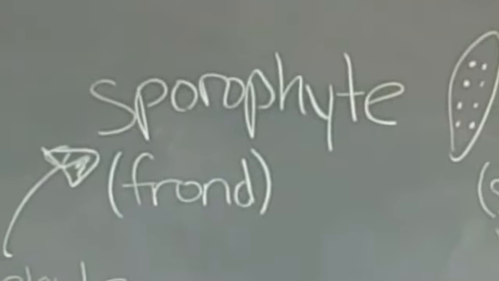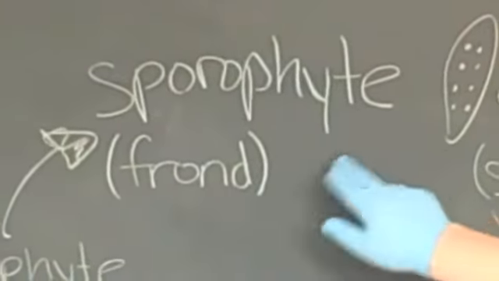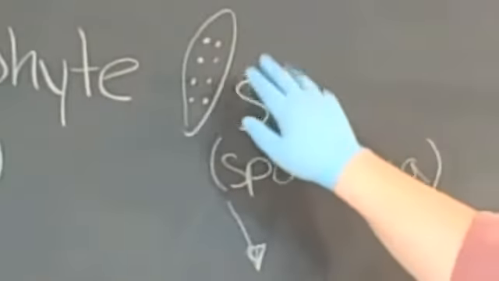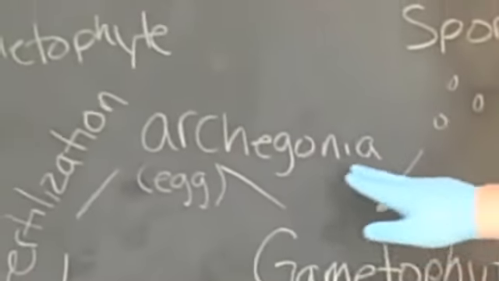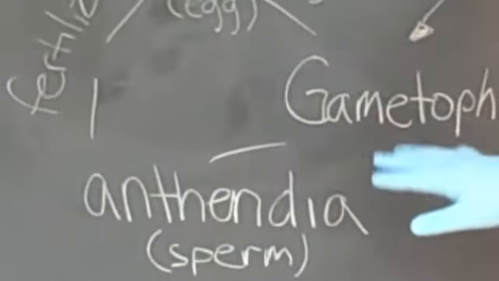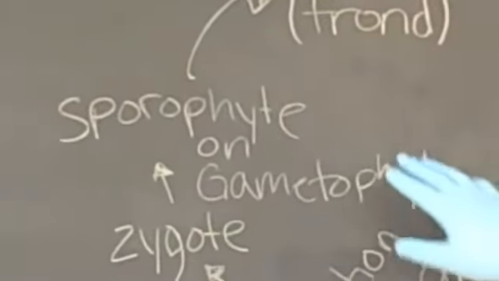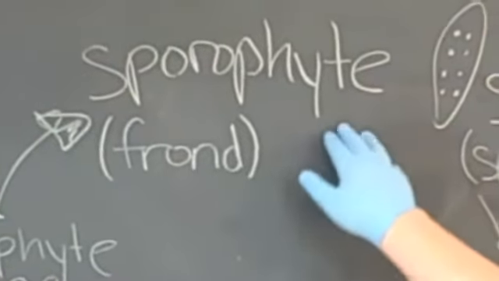Just to recap, why don't we go over the life cycle again? Starting here with the sporophyte, or the frond. Remember, the frond has sori, which are packets of sporangia from which spores are released. These spores fall to the ground and form a gametophyte. On the gametophyte, we have archegonia and antheridia, which release gametes and are fertilized, forming a new zygote. These zygotes form a sporophyte along the gametophyte, which will eventually mature to form a new frond or a new sporophyte.